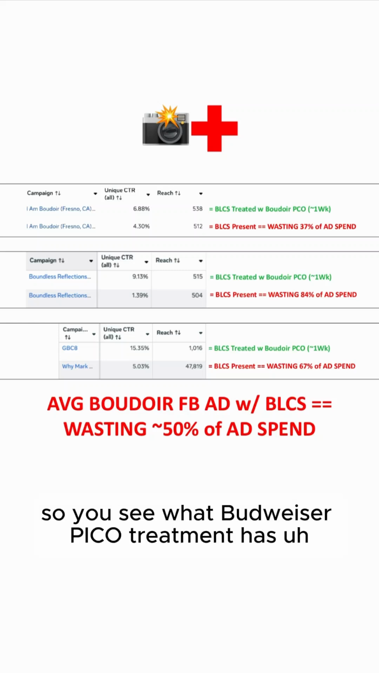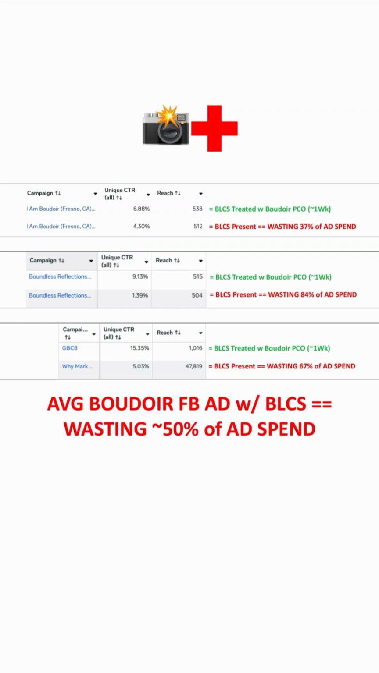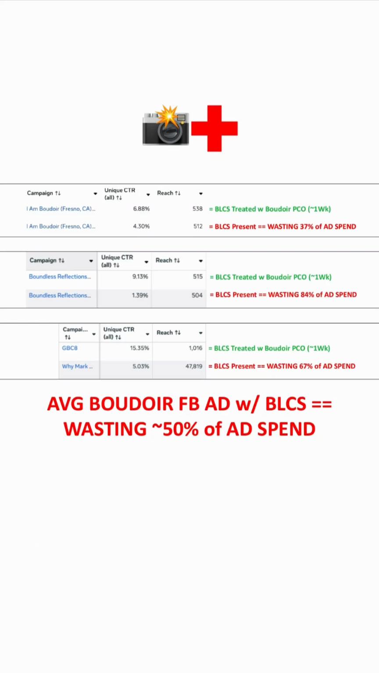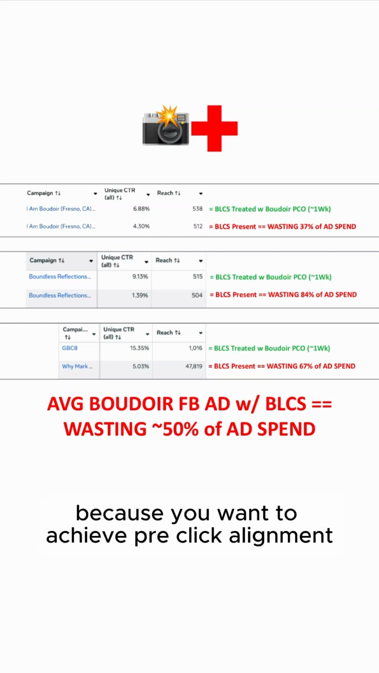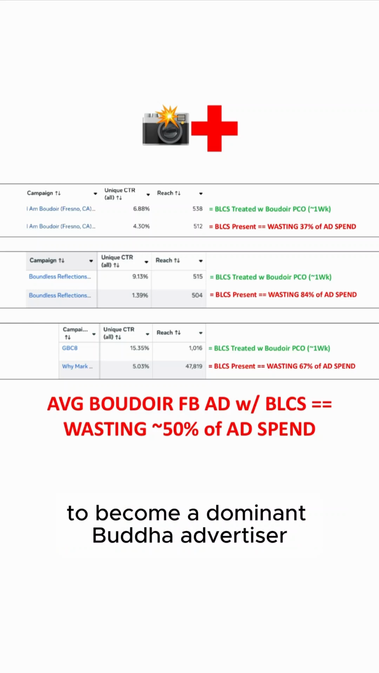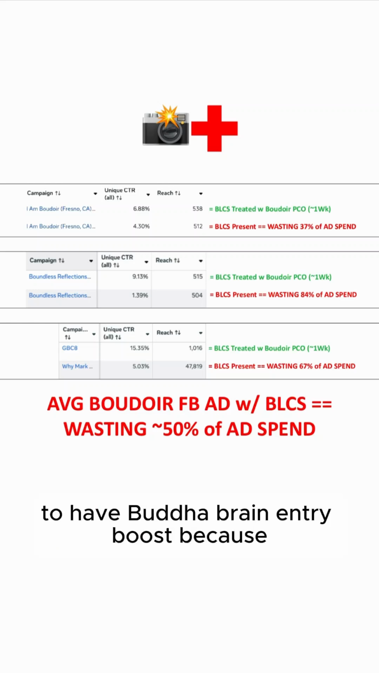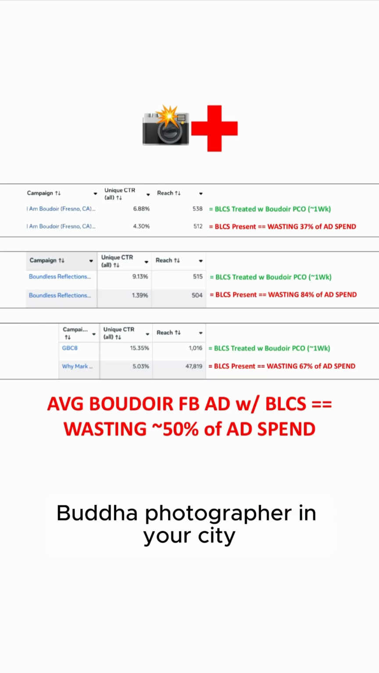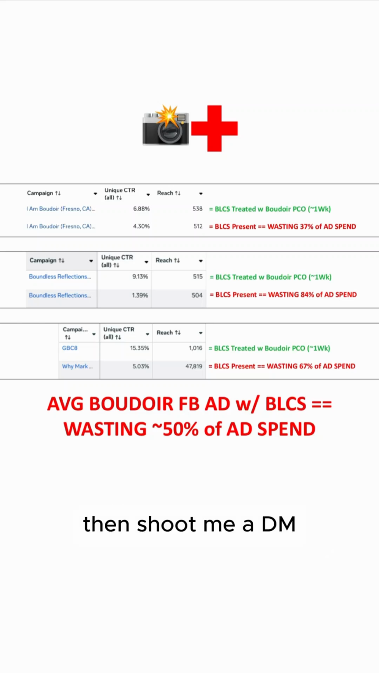So you're seeing what Boudoir Pico treatment has been able to do for other Boudoir Facebook ads, and you want that outcome because you want to achieve pre-click alignment to become a dominant Boudoir advertiser, to have Boudoir brain entry boost, because you know you need that on your way to becoming the number one boudoir photographer in your city. Then shoot me a DM.